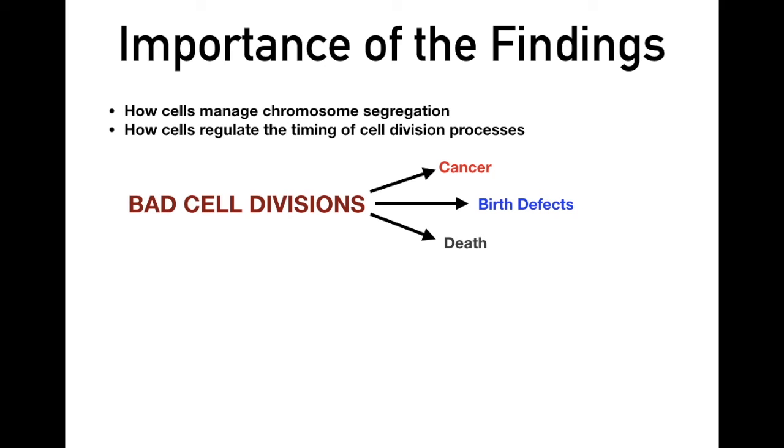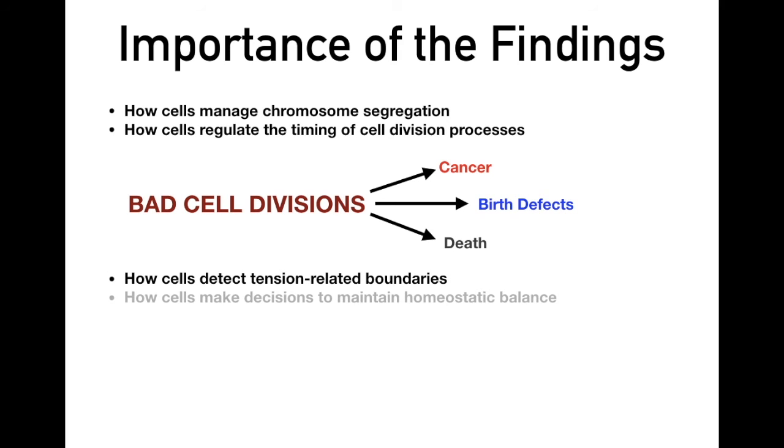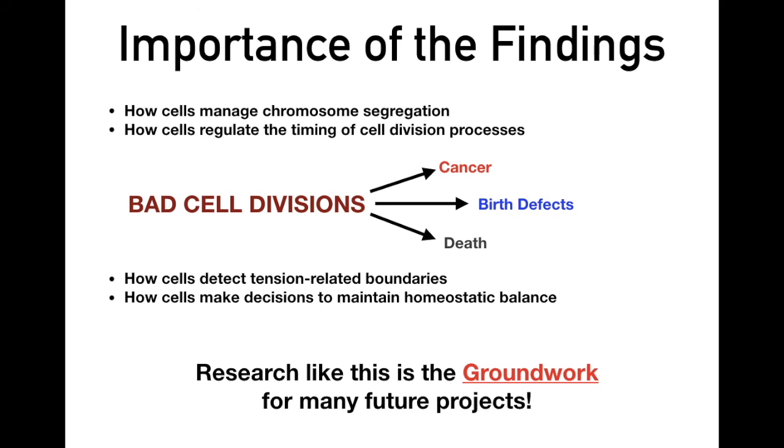So, although this is one small part of the equation, continuing to learn more about how cells can detect these tension-related boundaries and can make these decisions to maintain themselves can further our understanding in chromosome segregation-related health problems. Aside from just being interesting science, research like this is the groundwork for so many potential future projects.